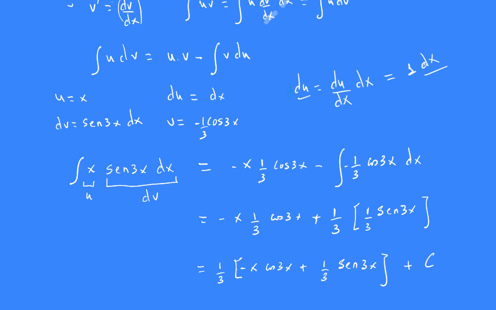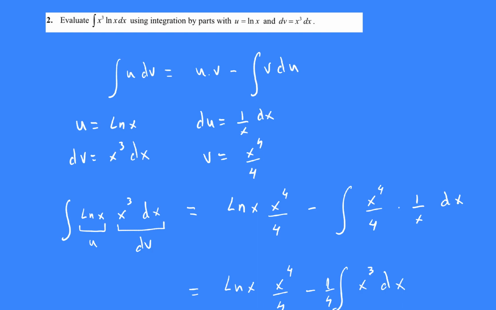Let's go to the next problem. Next problem, we do the same thing. We use integration by parts to find the antiderivative of x cubed natural log of x. And the problem says use u as natural log of x and use dv like x cubed dx. So dv is x cubed dx.